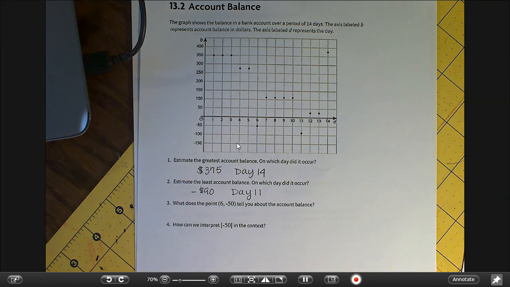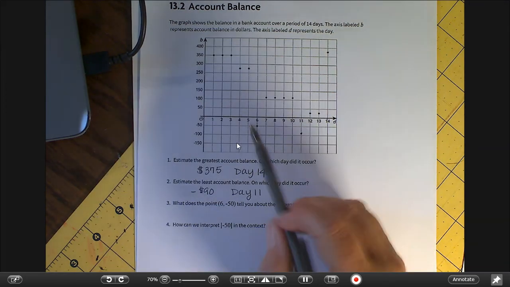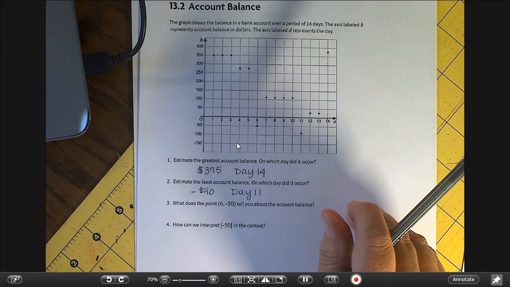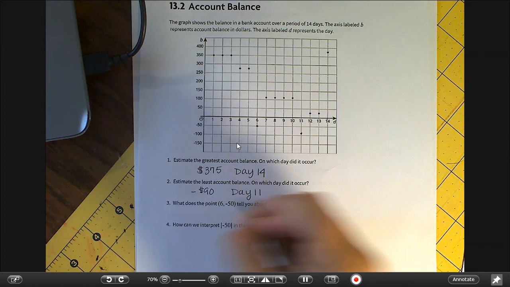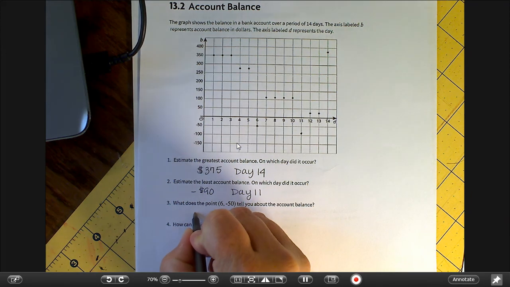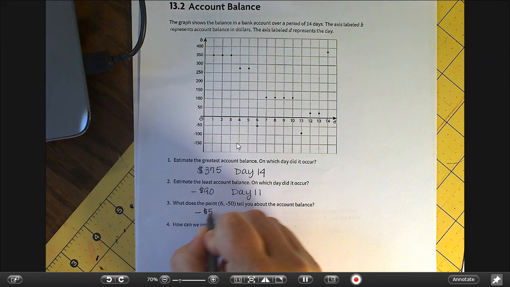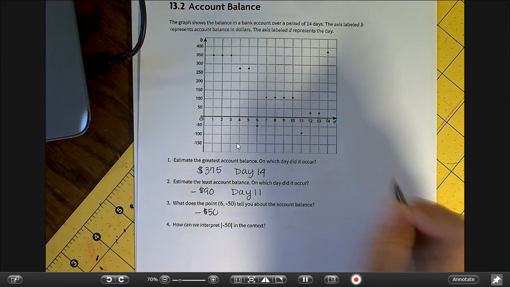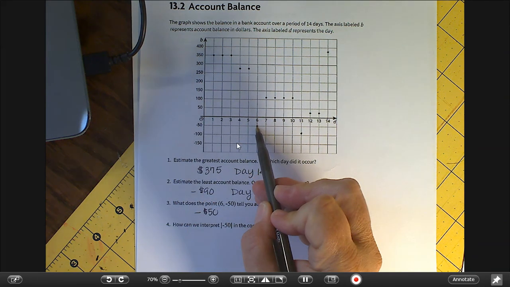Number 3, what does the point 6, negative 50 tell you about the account balance? All right, so 6, negative 50, that means there's a deficit or negative $50. So they owe the bank, right? So the account balance is minus $50. And it doesn't say, but that was on day 6.